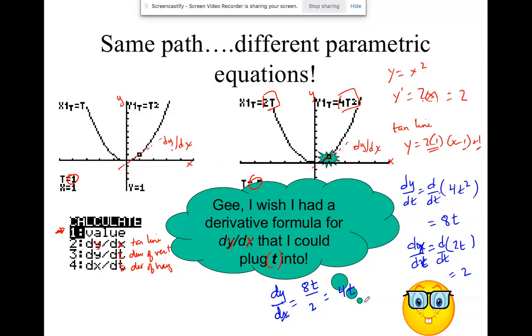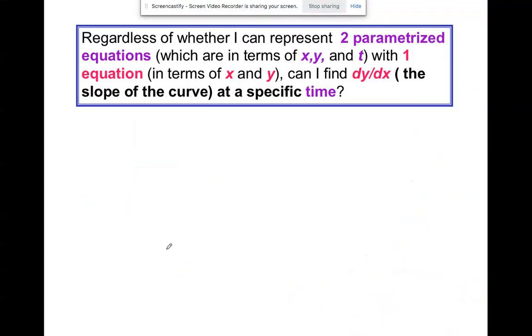For t, what is the slope of this equation when t is equal to a half? 2, baby. Oh, snap. I'm going to go through that. I know I'm going through that a little fast.